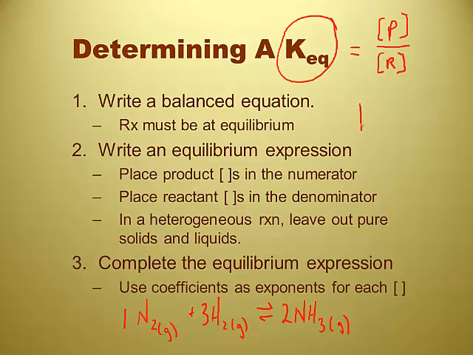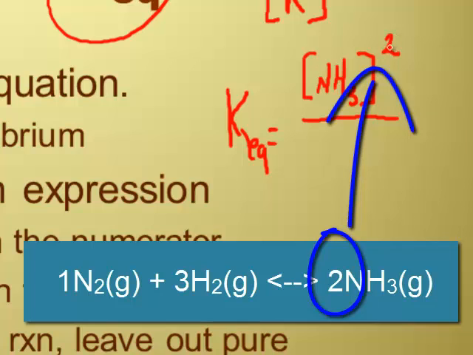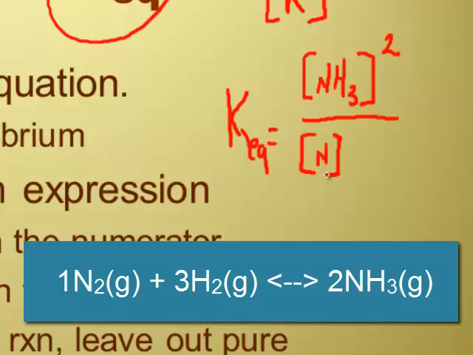So when I write my KEQ, it's going to be products first: the concentration of ammonia gas, NH3, squared. That's the exponents part, the coefficient. So that's step 3, putting the 2 as an exponent. Now I want to put nitrogen up here.